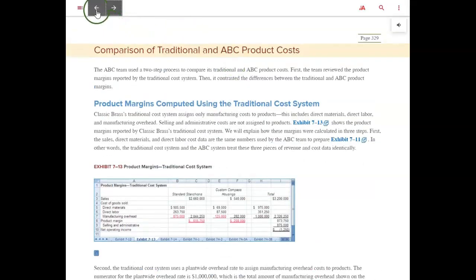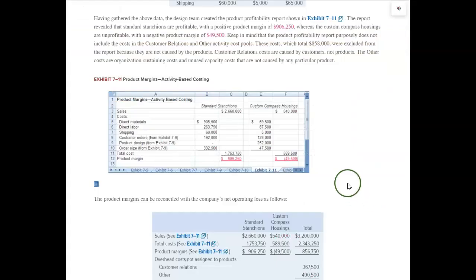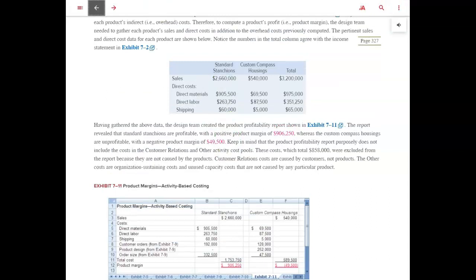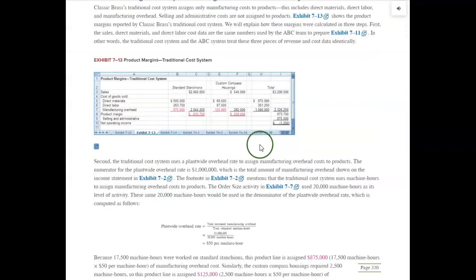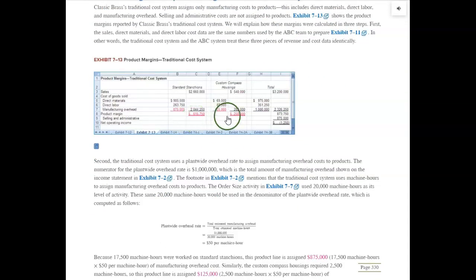Go back one page. So looking at this in the activity-based costing numbers, we see that we are probably losing money on this second product. And again, a lot more profitable on the first product, and we don't see that in the traditional costing numbers. It looks like we have profit on both.